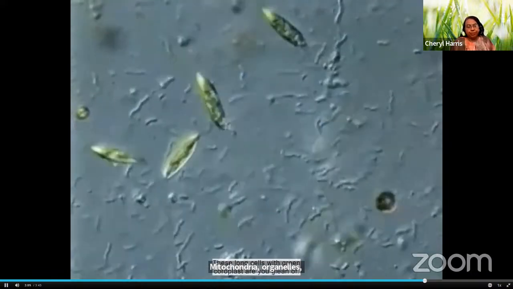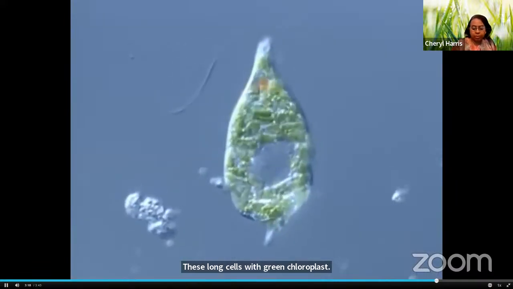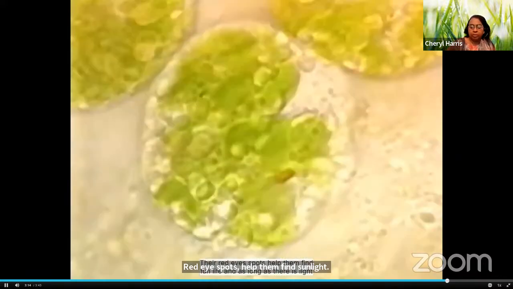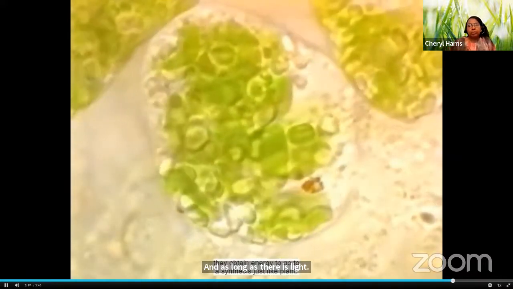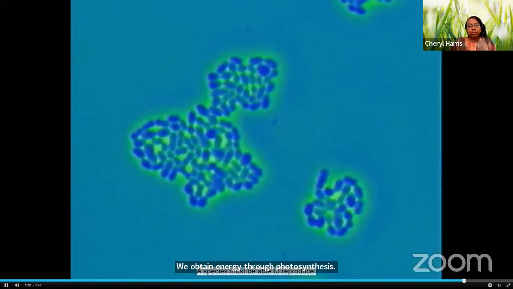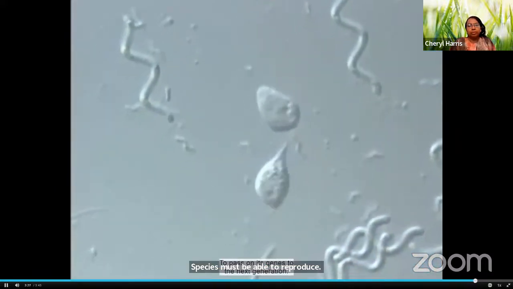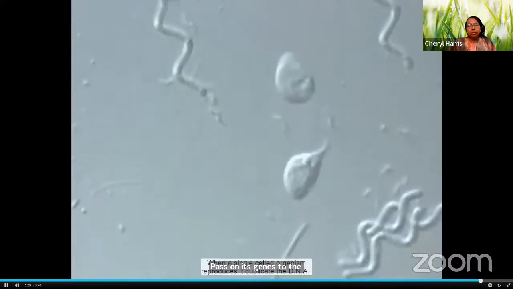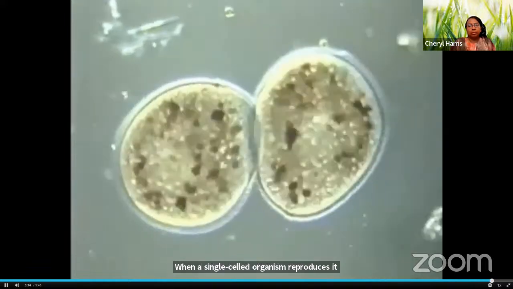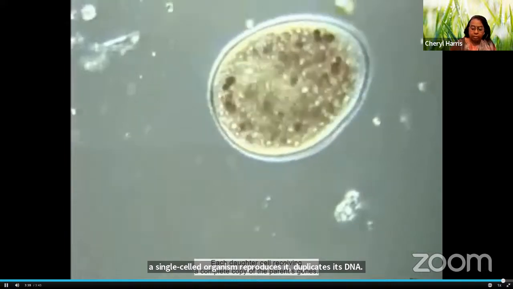These long cells with green chloroplasts are euglenas. Their red eye spots help them find sunlight, and as long as there is light, they obtain energy through photosynthesis, just like plants. A species must be able to reproduce, to pass on its genes to the next generation. When a single-celled organism reproduces, it duplicates its DNA, with each daughter cell receiving a complete copy of the parent's genes.